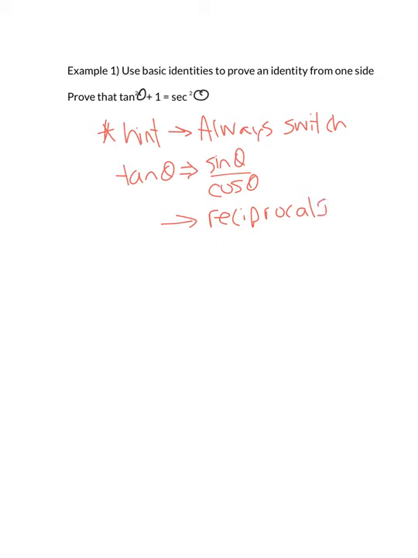Going forward, I'm going to be working with the left-hand side. I'm going to be attempting to turn tan squared theta plus 1 into secant squared theta. So left side, tan squared theta plus 1. The first thing that I'm going to do is switch my tan squared to sine squared theta over cos squared theta.